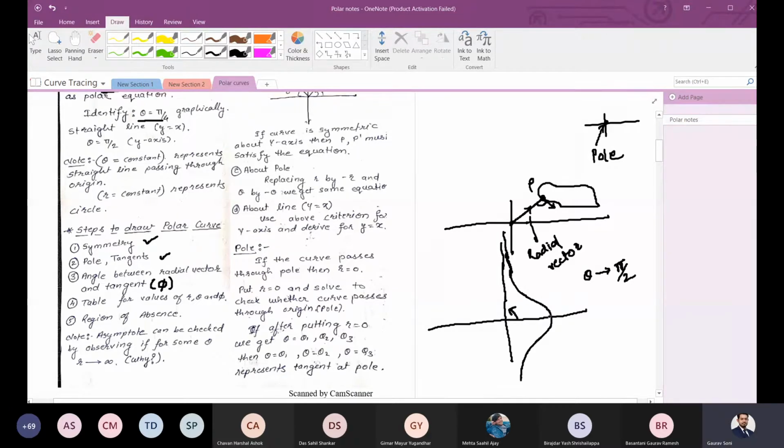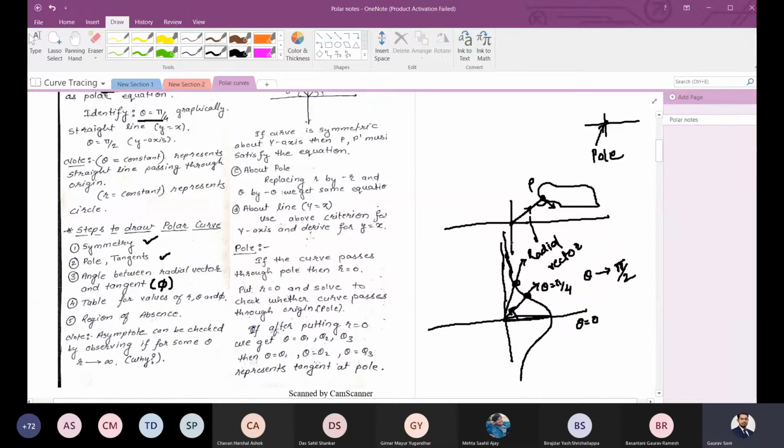At theta equal to 0, you will get some constant value. At theta equal to pi by 4, again you are going to get some value. If you go beyond theta equal to pi by 4, this is the value of r that you are going to get. Similarly, when theta goes nearer and nearer to pi by 2, what is going to happen? This r is going to tend to infinity.